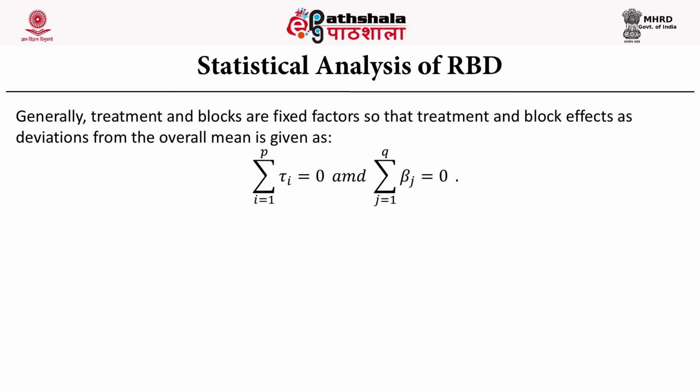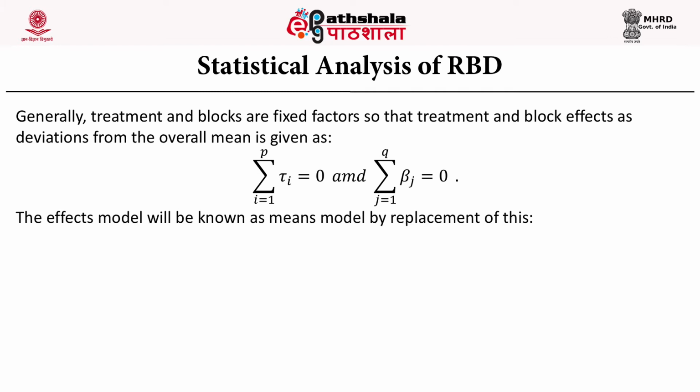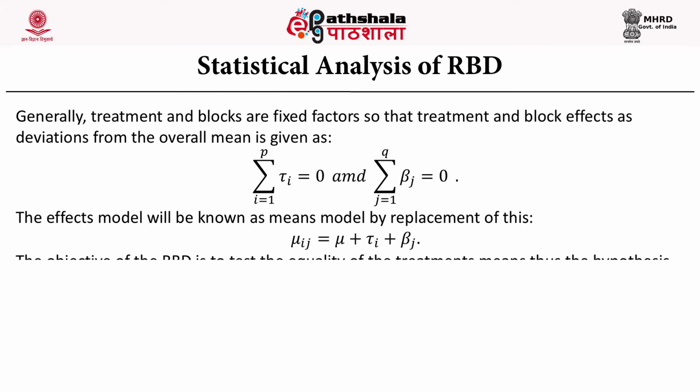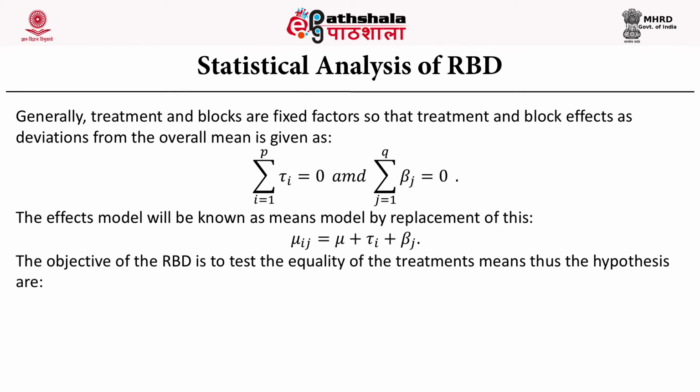Generally, treatment and blocks are fixed factors, so the treatment and block effects as deviations from the overall mean are given as summation over tau_i, where i varies from 1 to p, equal to 0, and summation over beta_j, where j varies from 1 to q, equal to 0. The effect model will be known as the mean model by treatment, that is mu_ij = mu + tau_i + beta_j.